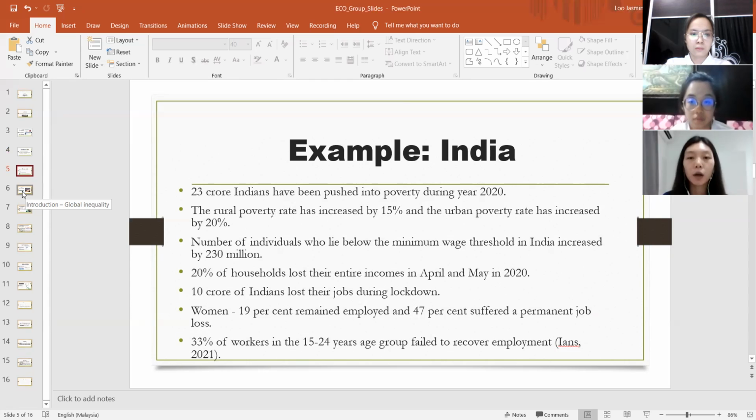Younger workers were much more impacted, experiencing higher job losses of a more permanent nature. Around 33% of workers in the age range between 15 to 24 years failed to recover employment even by December 2020. This number was only 6% in the age range between 25 to 44 years.